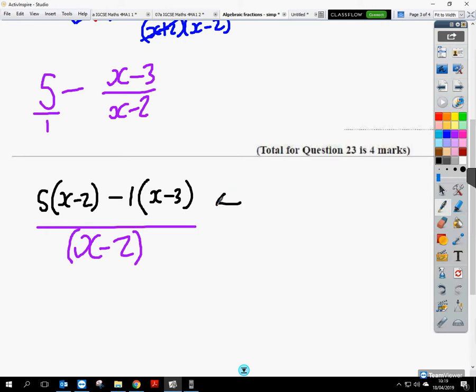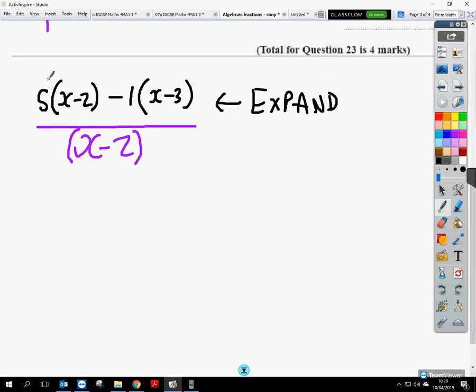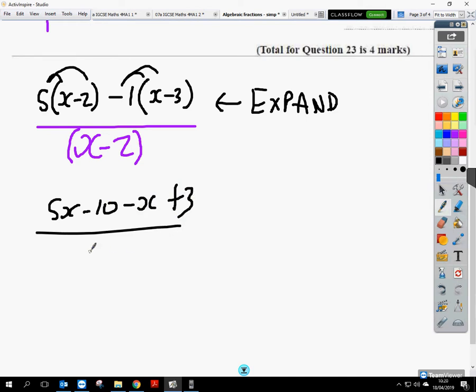Now the rule is you expand the numerator but leave the denominator. So let's do a bit of expanding here. So you have 5x minus 10 minus x plus 3 over x minus 2. When you simplify, you get 4x minus 7 over x minus 2. And that's the final answer.